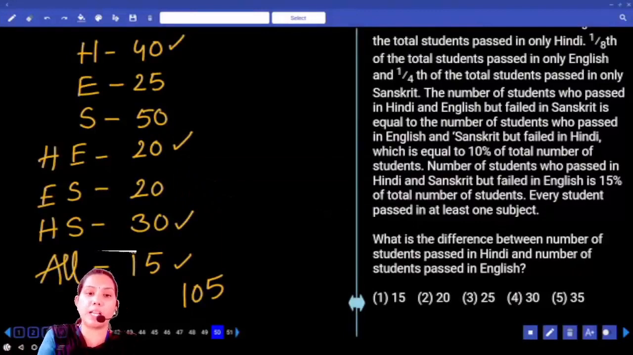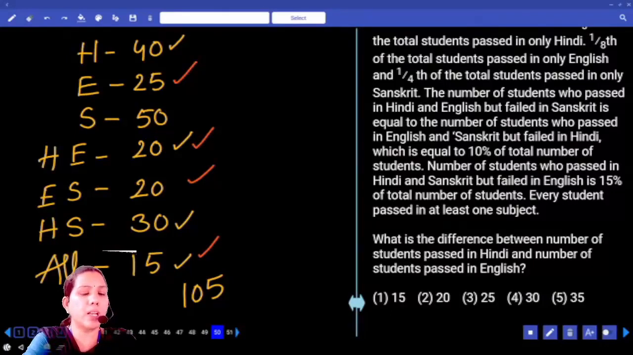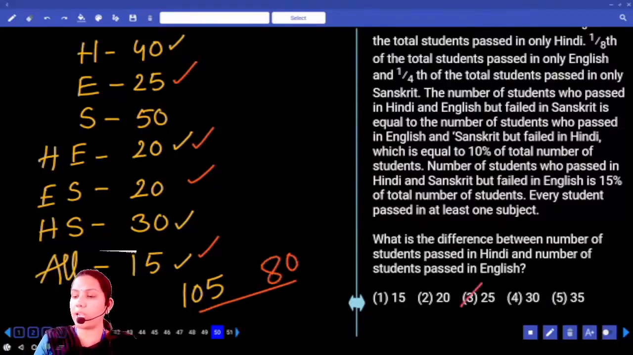And next information, English. 25, 20, 20 and 15. What is 25 plus 20? 45 plus 20? 65 plus 15? 80. What is difference between 105 and 80? 25, third option.